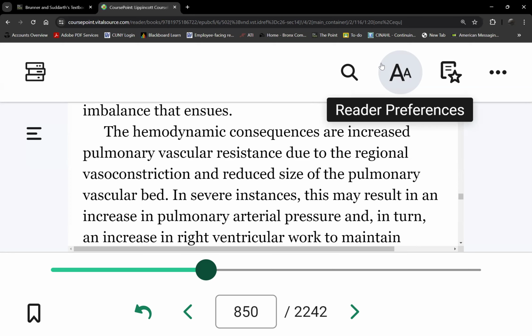submassive PE. Yes, there's significant hypoxemia. The patient has symptoms. However, they are hemodynamically stable, meaning they're not going into shock. Okay, the blood pressure is within normal. However, the oxygen is low. Okay, so they need treatment.